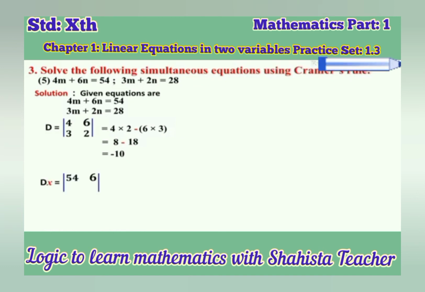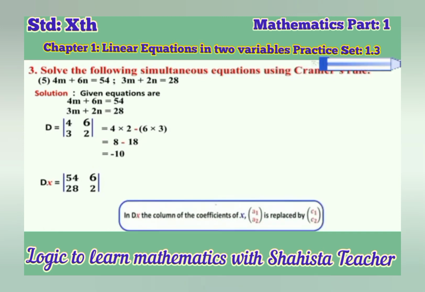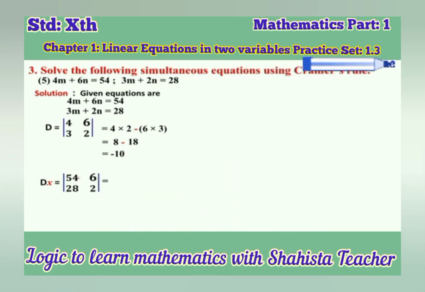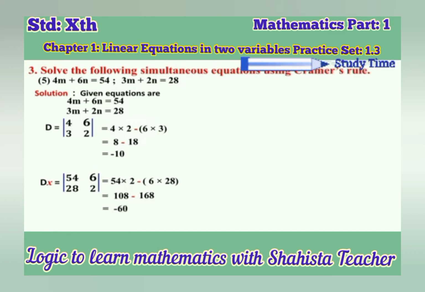Now Dx is equal to 54 upon 28, 6 upon 2. In Dx, the column of the coefficient of x, a1 upon a2, is replaced by c1 upon c2. So cross multiplication, 54 multiplied by 2 minus, make a bracket, 6 multiplied by 28. 54 multiplied by 2 is 108 minus 6 multiplied by 28, 168. Now after subtracting we get minus 60. Okay, minus 60 because 168 is the greater number, so take its sign.